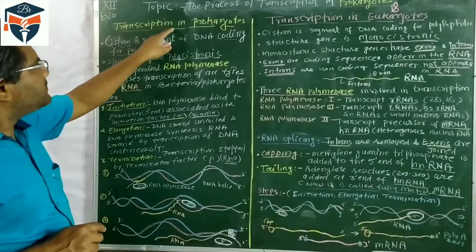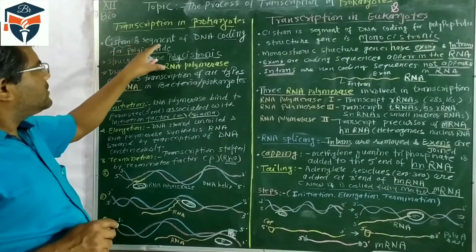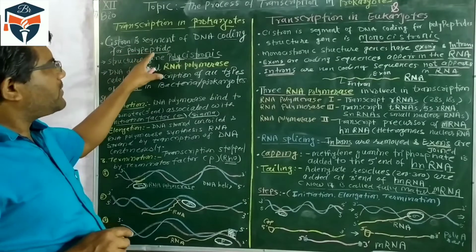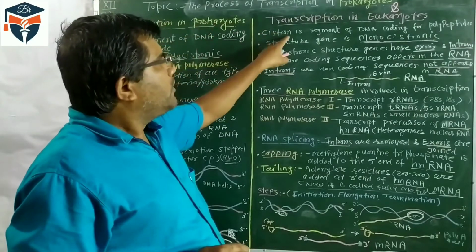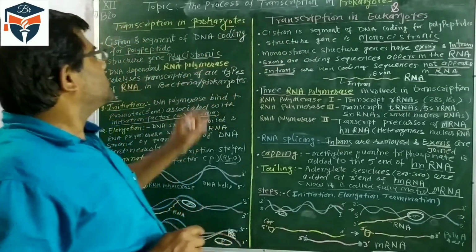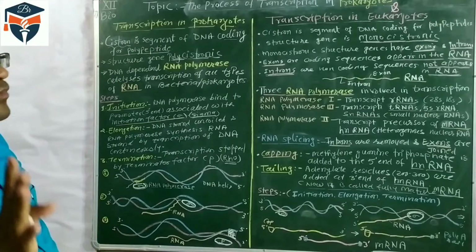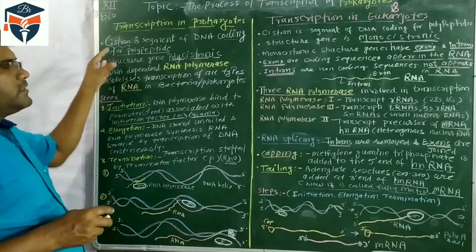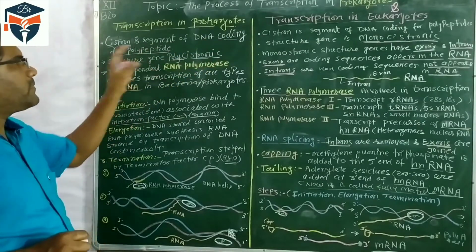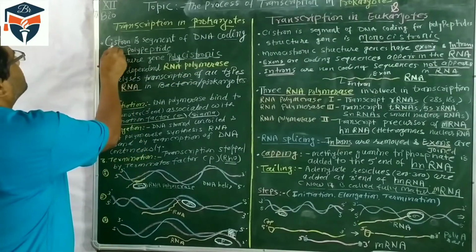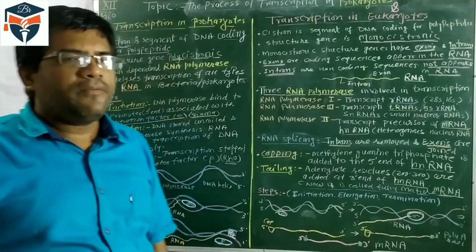Second, transcription in prokaryotes we have to discuss. This cistron, a segment of DNA coding for polypeptide, occurs both in prokaryotes and eukaryotes. So we have to discuss now the transcription in prokaryotes. In transcription, the first point is there is a segment of the DNA which codes for polypeptide, and it is called the cistron. So what is cistron? It is one gene, a segment of DNA coding for polypeptide.